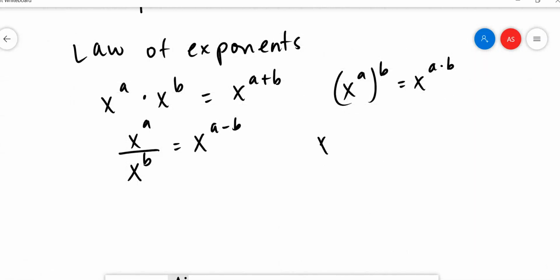Then we say that if we have a base raised to 0, it's always going to be equal to 1. And if we have a base raised to a negative power, it is always going to be 1 over, and then we put that base and that power positive in the denominator. And again, you're going to see some cases where I move my negative exponent around to where it's more happy.